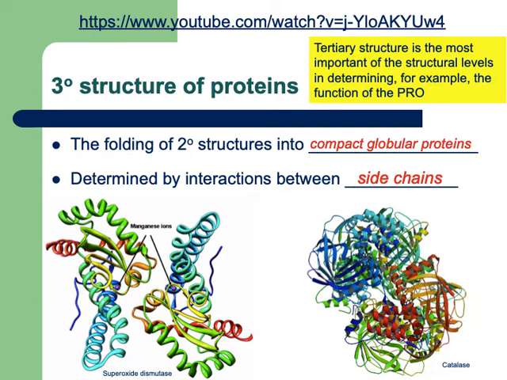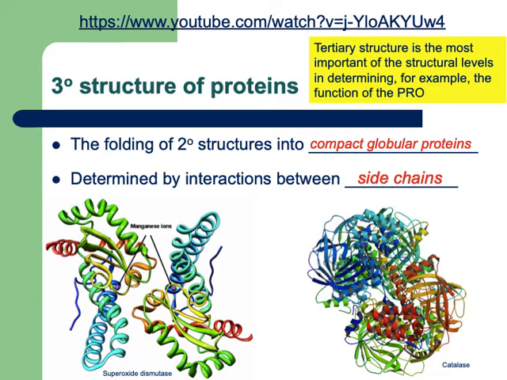And so this is the folding of the secondary structures into compact globular proteins. And the folding is really determined by interactions between side chains. I posted a link to a YouTube video that helps clarify this and makes it a little bit more clear of the transition between a DNA sequence, mRNA transcription, translation into a primary structure to a secondary structure, and now folding into a tertiary structure.